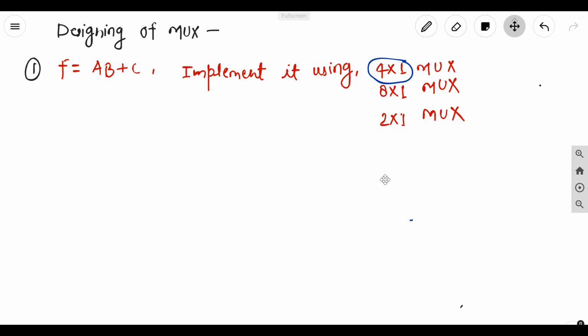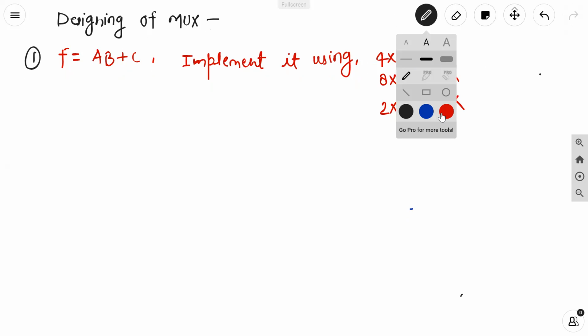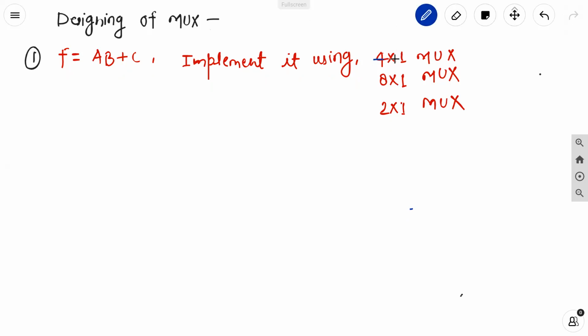So now we have to implement this function f equal to AB plus C using 8:1 mux and tabular form. The first 4:1 mux is done, and now we are implementing it. This 4:1 mux is done, and now we are using an 8:1 mux.